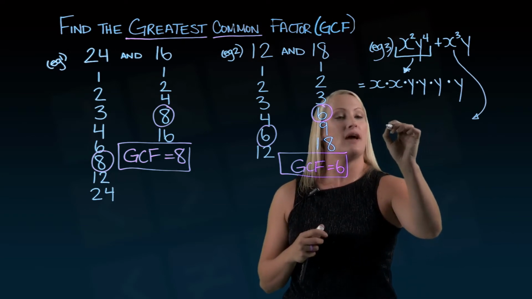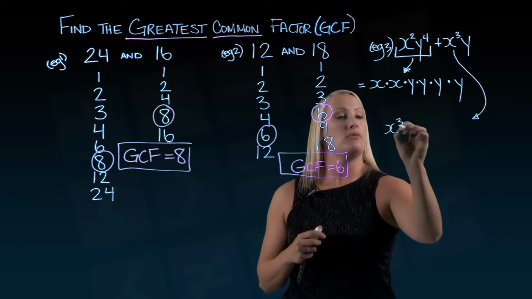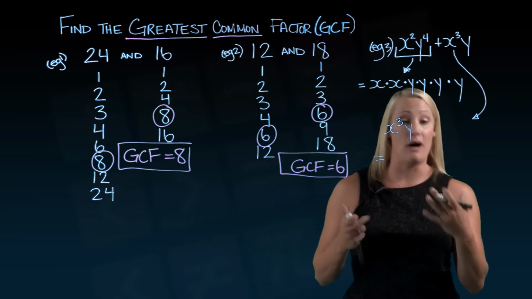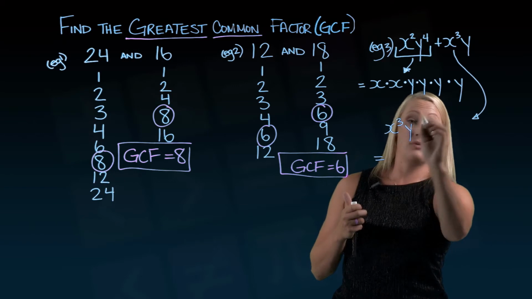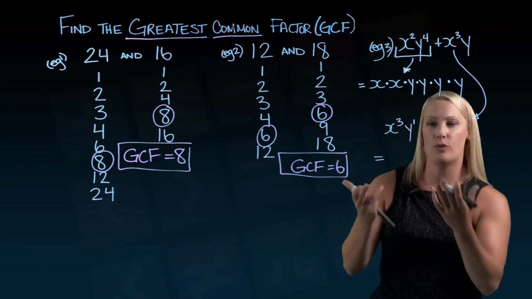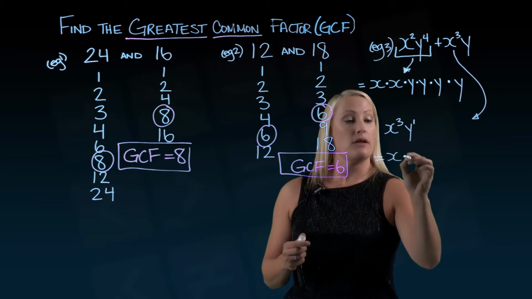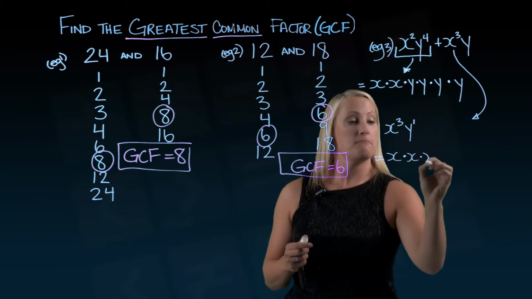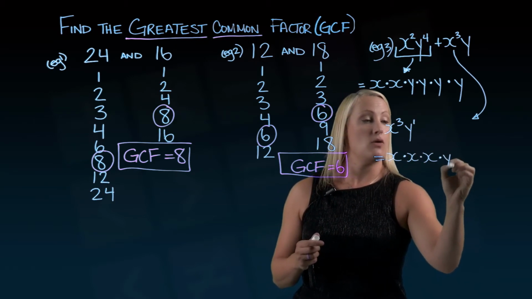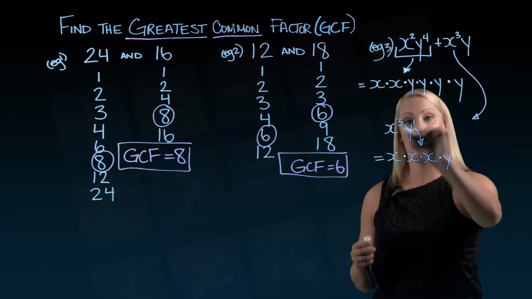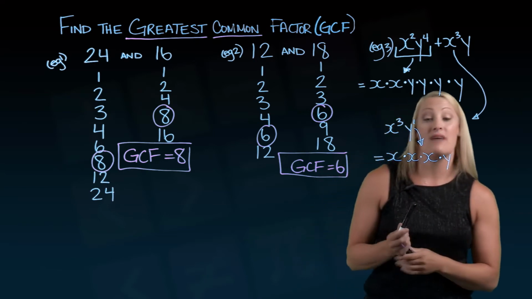Let's now take a look at x to the power of 3y. Now, x to the power of 3y really means 3 x's and 1 y. It's invisible, but it's there. So if I'm going to write this in terms of factors, I'm going to write 3 x's and 1 y. So there are the factors of this guy. Now I'm going to figure out what they have in common.